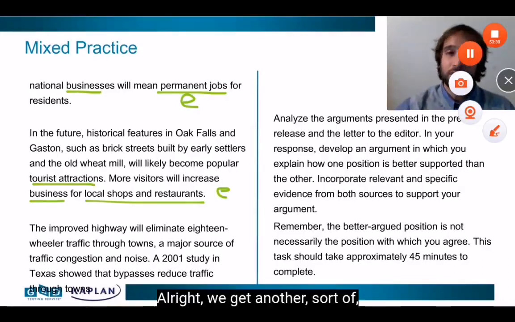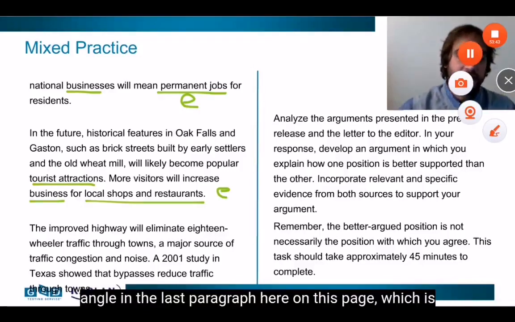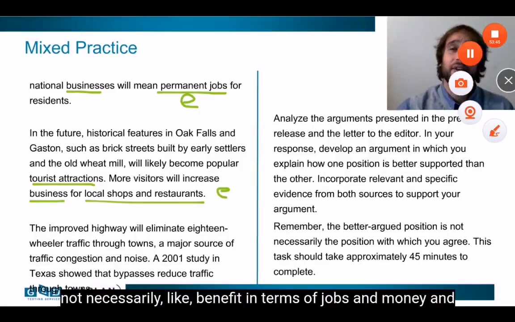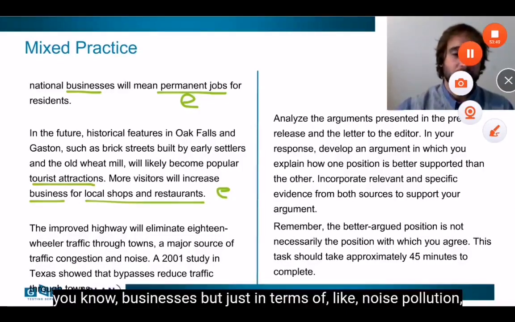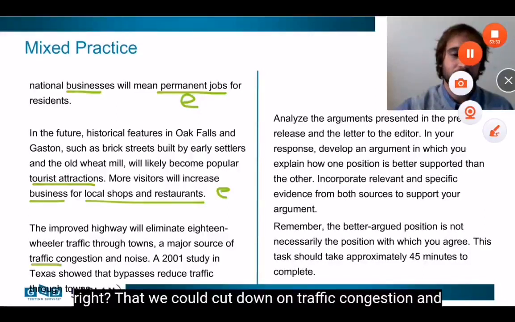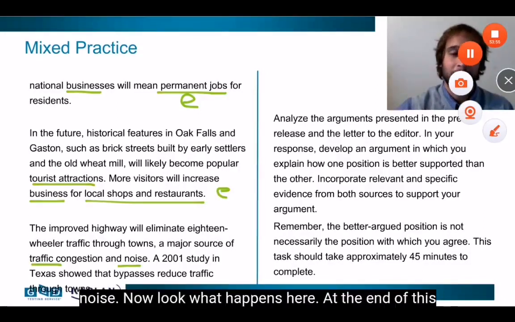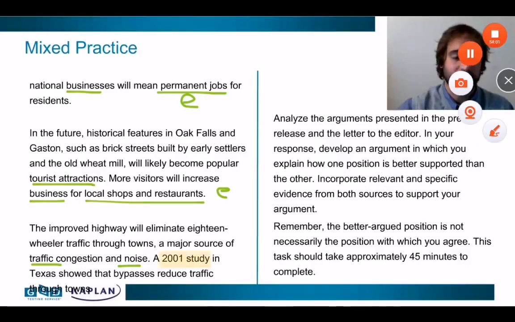All right, we get another sort of angle in the last paragraph here on this page, which is not necessarily a benefit in terms of jobs and money and businesses, but just in terms of noise pollution, right? That we could cut down on traffic congestion and noise. Now look what happens here. At the end of this paragraph, we get a 2001 study.